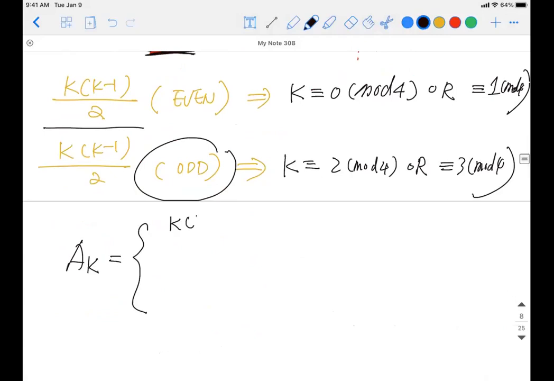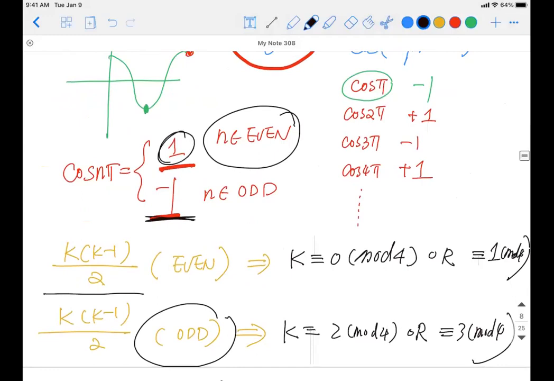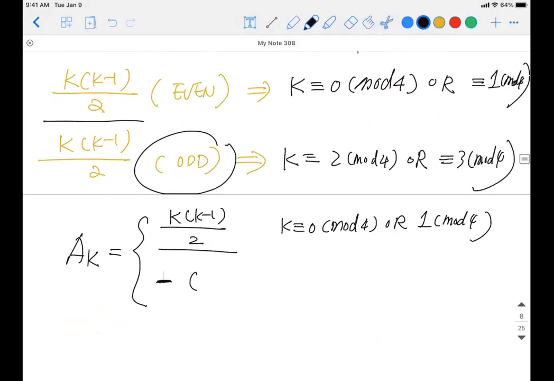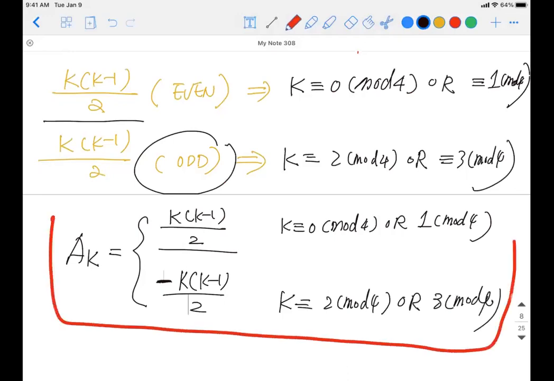So therefore, my a_k is going to be: as long as k is congruent to 0 modulo 4 or 1 modulo 4, a_k is going to be a positive integer, because by that time your cosine theta is equal to 1. Or negative this guy when k is congruent to 2 modulo 4 or 3 modulo 4. Is that right? This is quite understandable. This is not rocket science. Based on the different value of k, you will be able to find out the value of a_k. So far, so good?